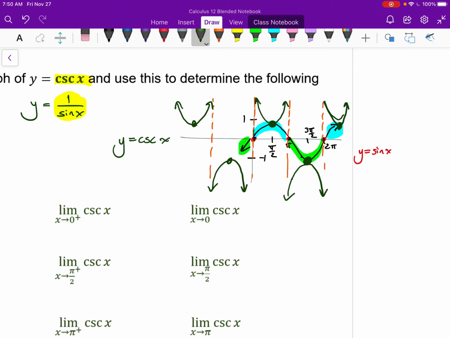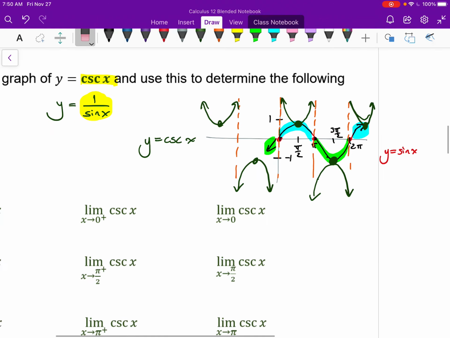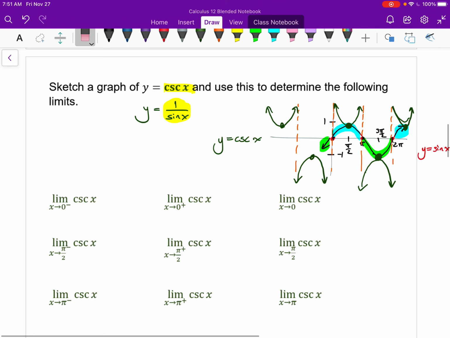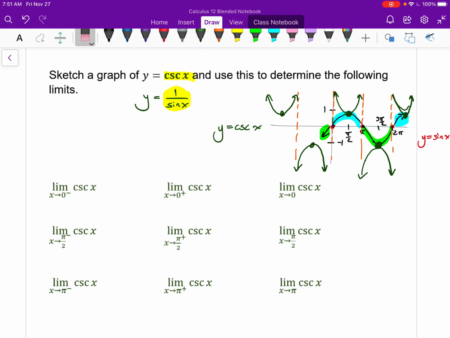And all of this relied on knowing what sine looks like, and on understanding why we have vertical asymptotes. That's when I'm dividing by 0. And also these points where sine is 1 or -1, because again, 1 divided by 1 is 1, 1 divided by -1 is -1. So at those places, the two graphs should be the same as one another. OK, with that said, now I have a sketch that I can use to answer all these questions. And so the limit as I approach 0 from the left of cosecant, again, all this is about cosecant.